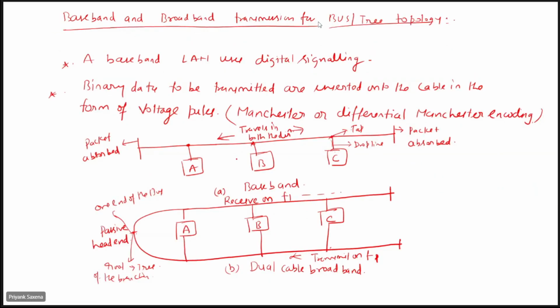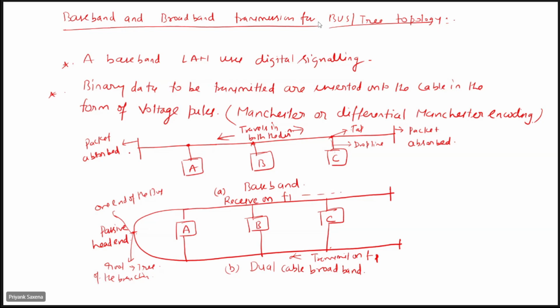Baseband and broadband transmission for bus and tree topology, right? So baseband LAN uses digital signaling, as you know, and the binary data to be transmitted is inserted on the cable in the form of voltage pulses. Whatever binary data is there in digital signaling, it is inserted in the form of voltage pulses in the cable. So you can use Manchester or differential Manchester encoding schemes.